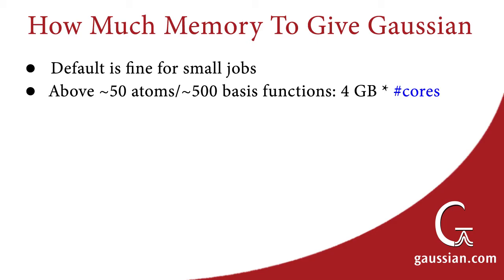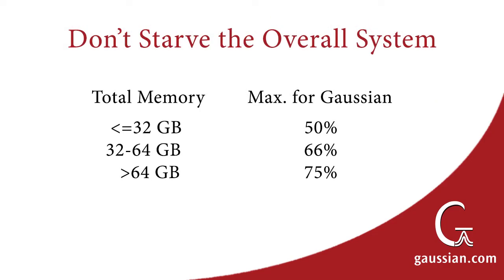However, be sure not to allocate so much memory to Gaussian that the overall system is starved, as this will degrade all performance, including Gaussian's. As a general guideline, if the total system memory is 32 GB or less, the maximum you should allocate to Gaussian is 50%, in other words, 16 GB. If total system memory is between 32 and 64 GB, you can safely allocate about 2/3 of the total to Gaussian. For systems with more than 64 GB, you can allocate up to about 75% of the total memory.